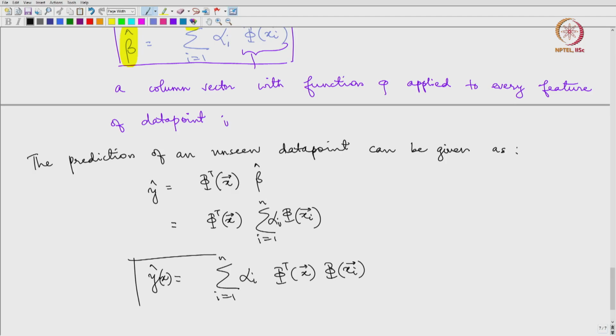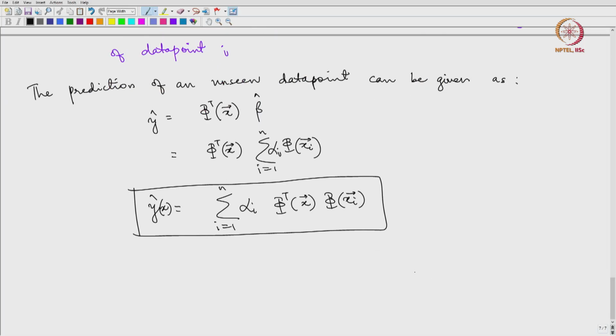So, this is really nice, right, because now what we are claiming is that the prediction of a new unseen data point is simply given as a weighted contribution from every point in the training set. So, every point in the training set is accounted here.